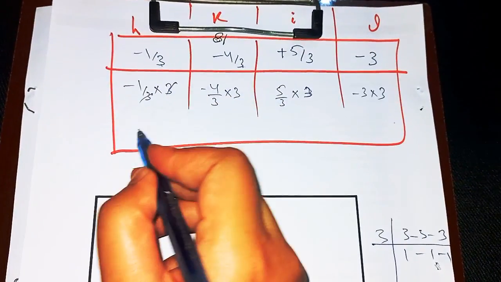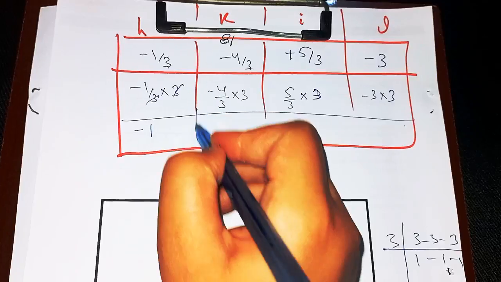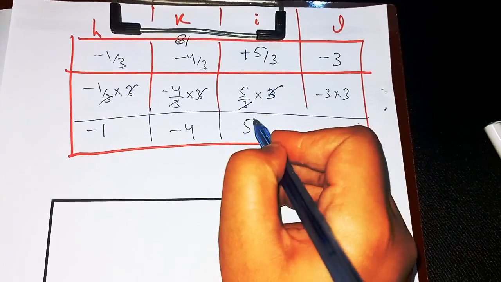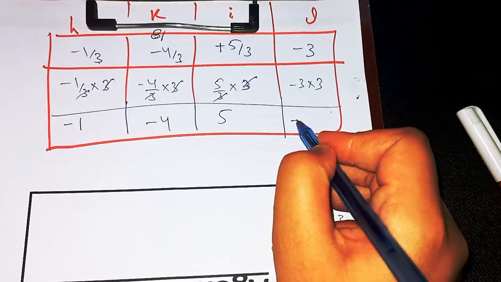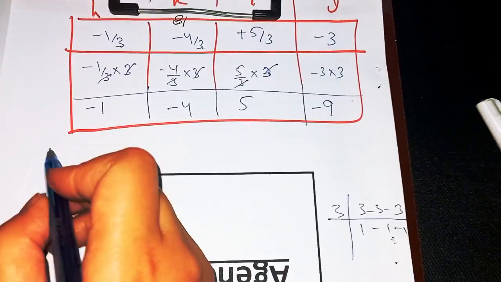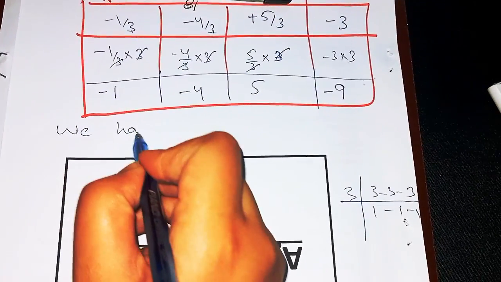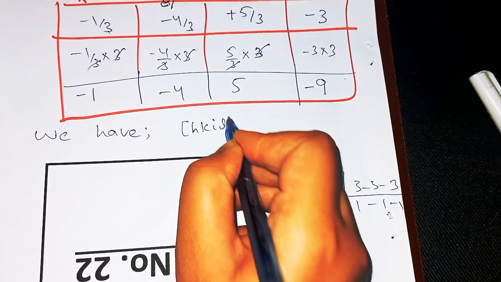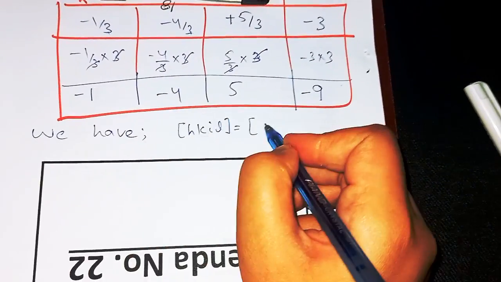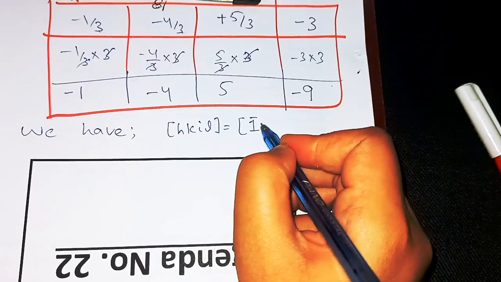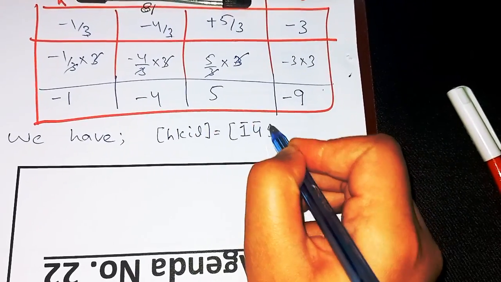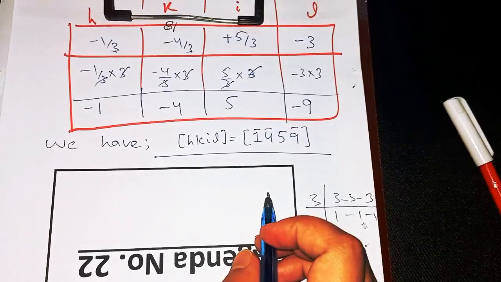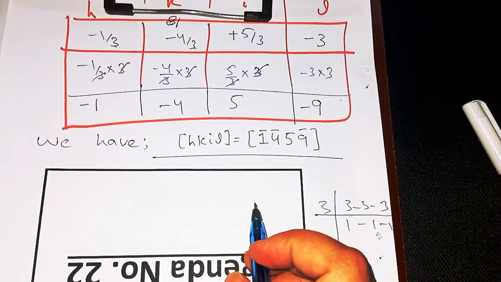the 3 cancels out and -1 is left behind. 3 cancels out, -4 is left behind. 3 cancels, 5. -3 into 3 is -9. So these are the final Miller indices we have. HKIL equals h is 1 bar, k is 4 bar, 5, 9 bar. These are the Miller-Bravais indices for the 2 bar, 3 bar, 3 bar Miller indices.